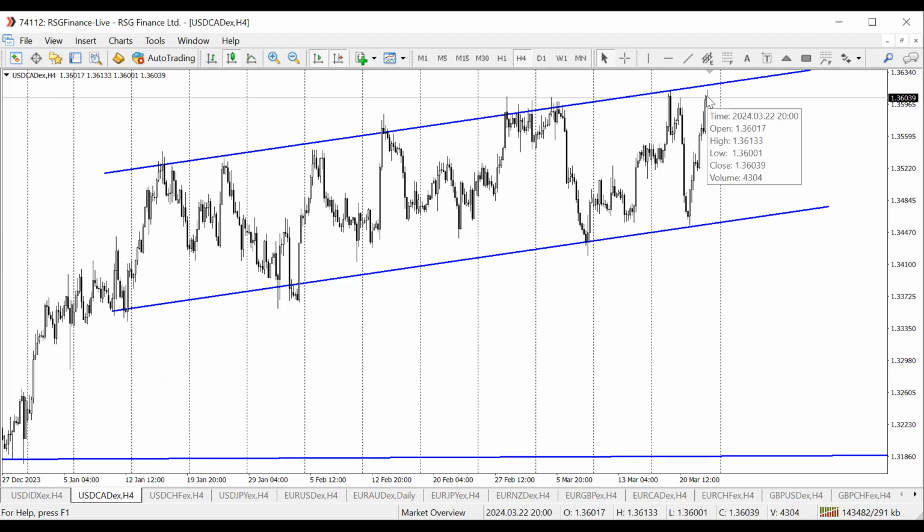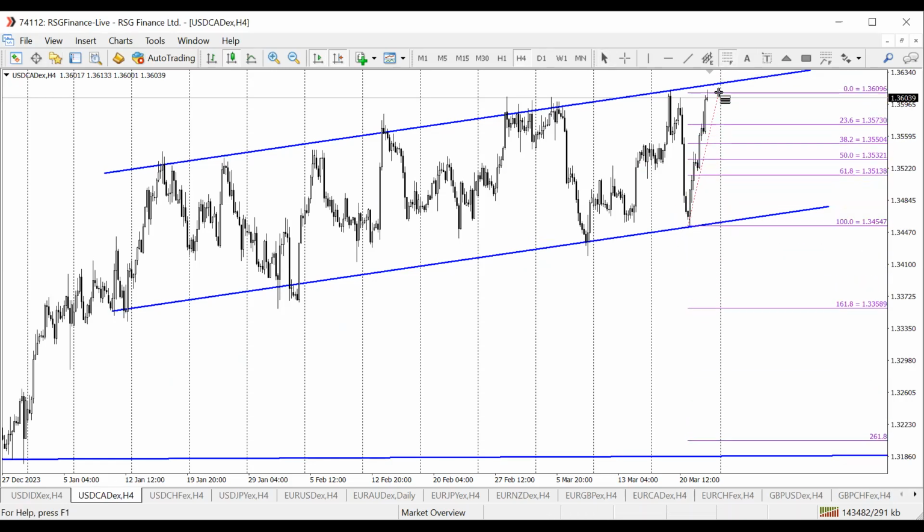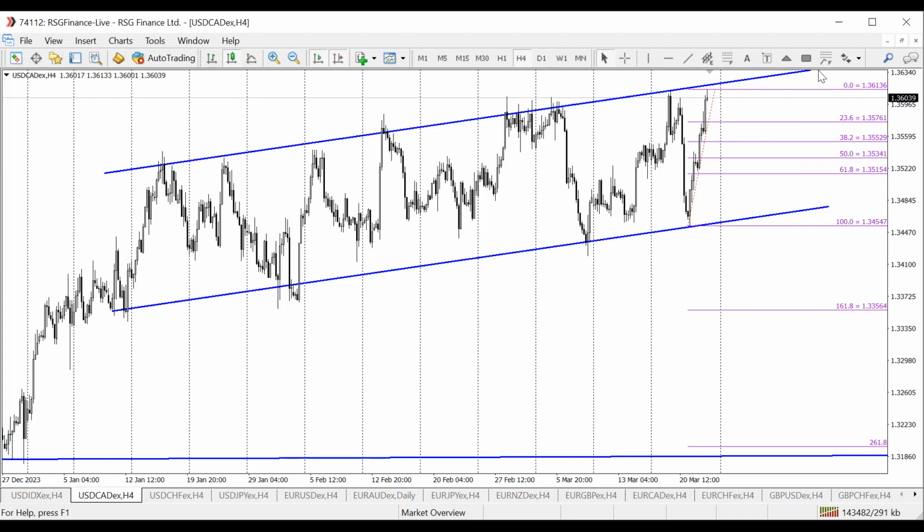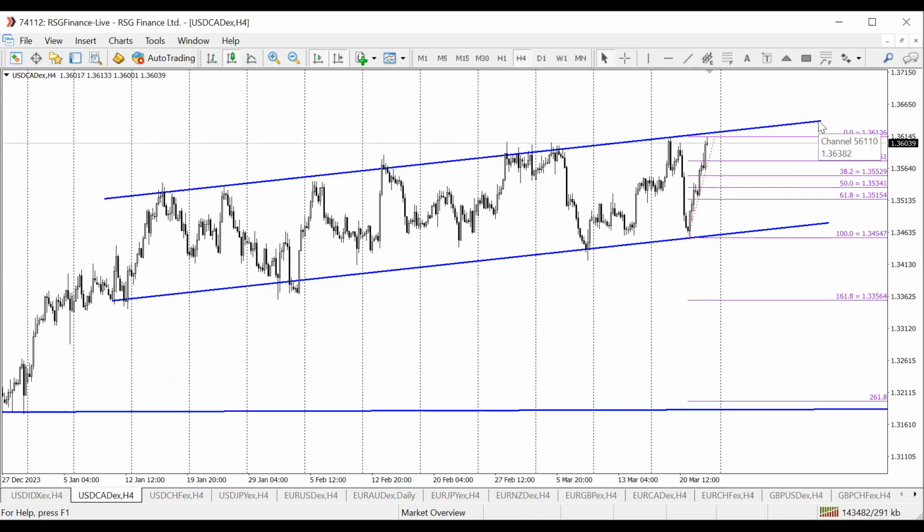So this is 1.36133. So we've already been able to create a new high. So if you track it from here, we've been creating new higher highs, new higher lows. So what I would like to see again on this dollar pair is some level of correction before we get our needed entry. So if I'm to use the Fibonacci retracement tool, anything within the 38 or 50 fib level will be a good entry point for me, and I'll target the next upper boundary.